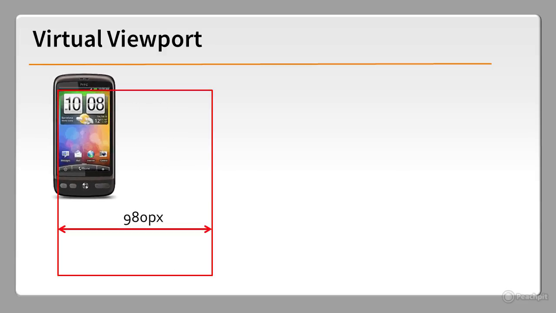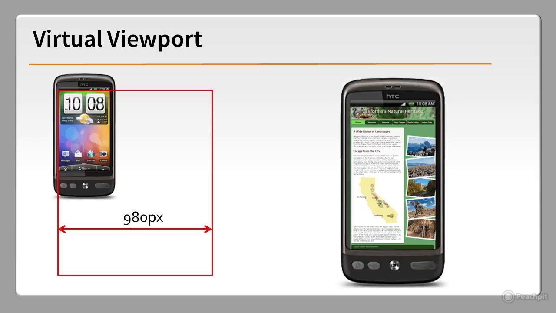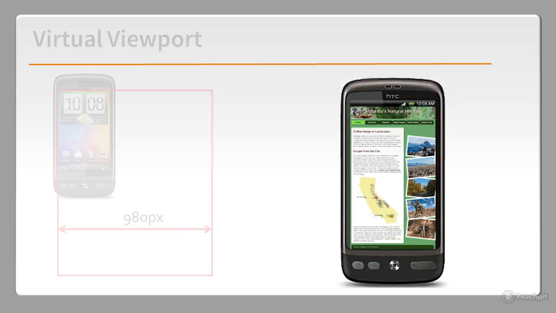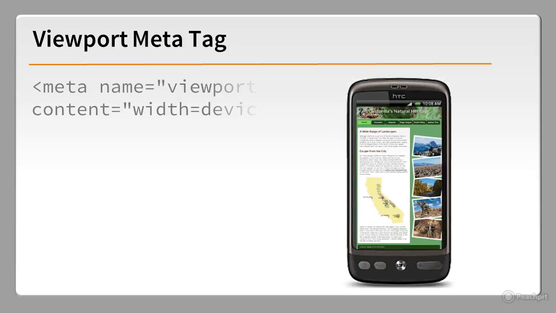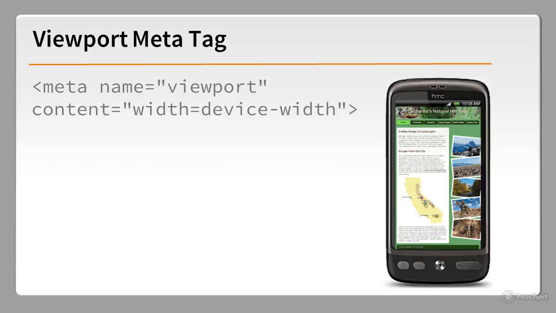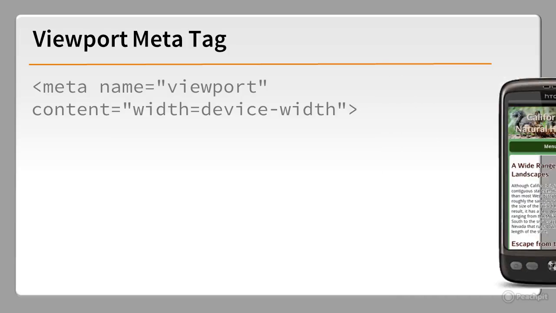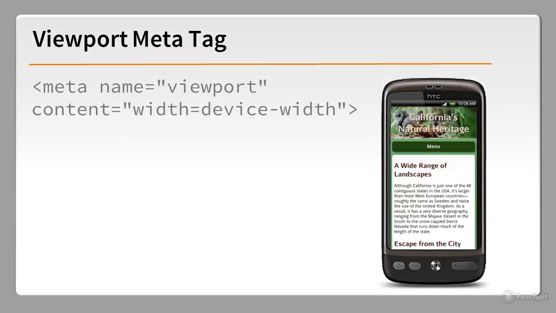In the case of many Android phones and the iPhone, it's 980 pixels wide. So when you view a web page, it's normally scaled to fit the screen, making text difficult to read and buttons difficult to tap. To deal with this problem, enter the Viewport Meta Tag. Putting this tag in the head of each web page tells mobile devices to treat width and device-width as being equal. This ensures that your media queries work and the styles for mobile devices are applied as intended.